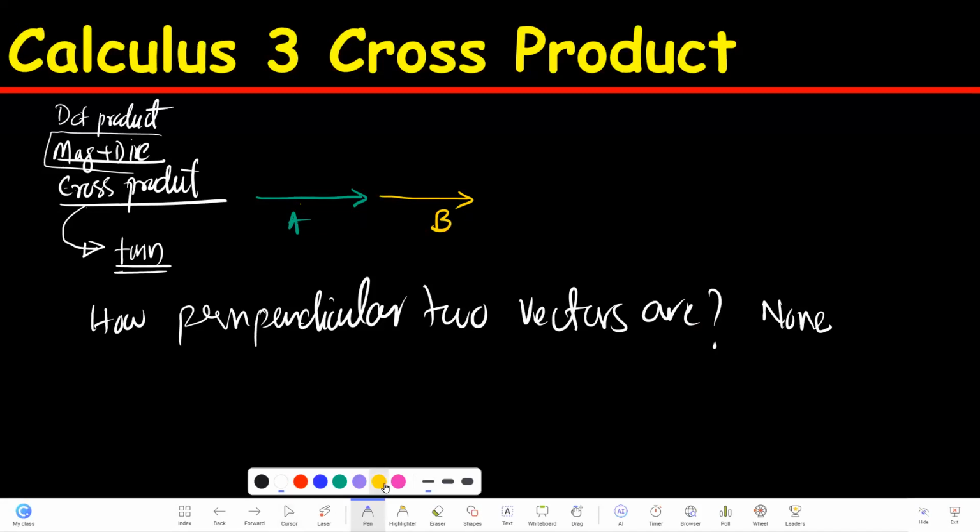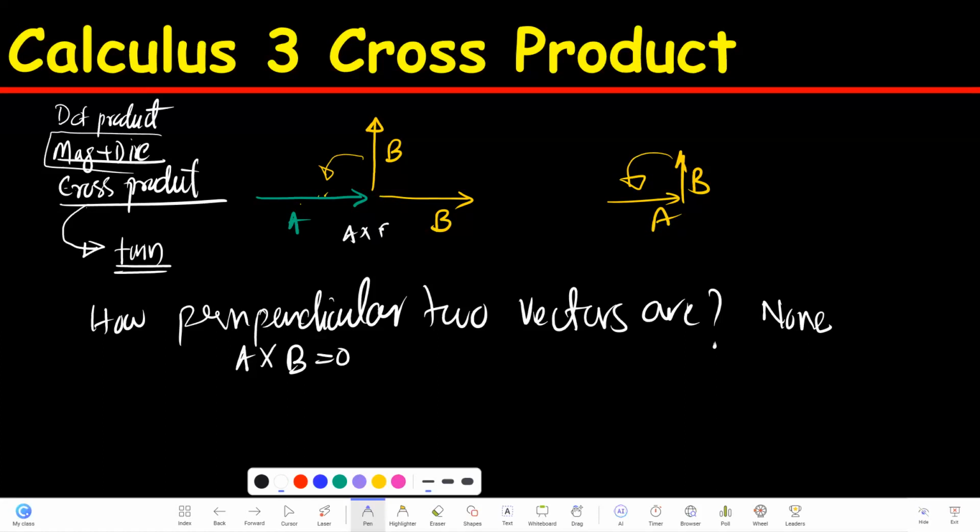So I'm going to take vector B and make it like that. In this case, A and B are trying to rotate each other, and they combine to produce a turning effect. A is here, B is here, and they're able to rotate things. So what is the cross product between A and B? In the first case, A cross B equals 0.